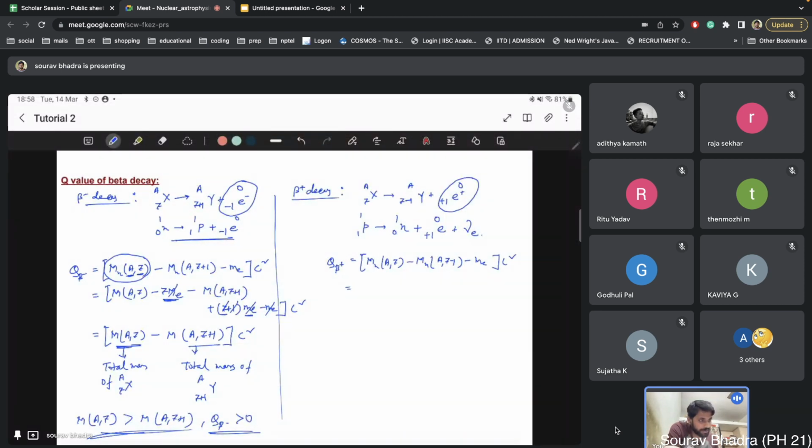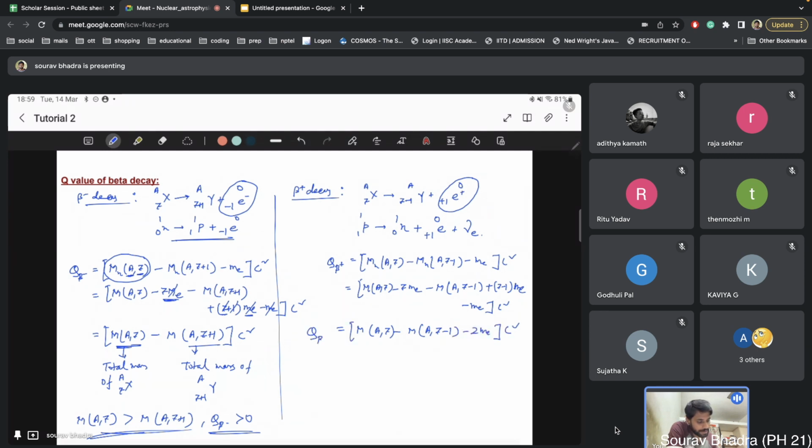And in a similar way, if you convert the nuclear mass to the atomic mass, it will be m of A, Z minus Z m_e minus m of A, Z minus 1 plus Z minus 1 m_e. Okay, one thing I have mistaken: I have written the mass of electron as small m_e, minus m_e, times c square. Similarly, if you calculate, you will get m of A, Z minus m of A, Z minus 1 minus 2 m_e, c square.